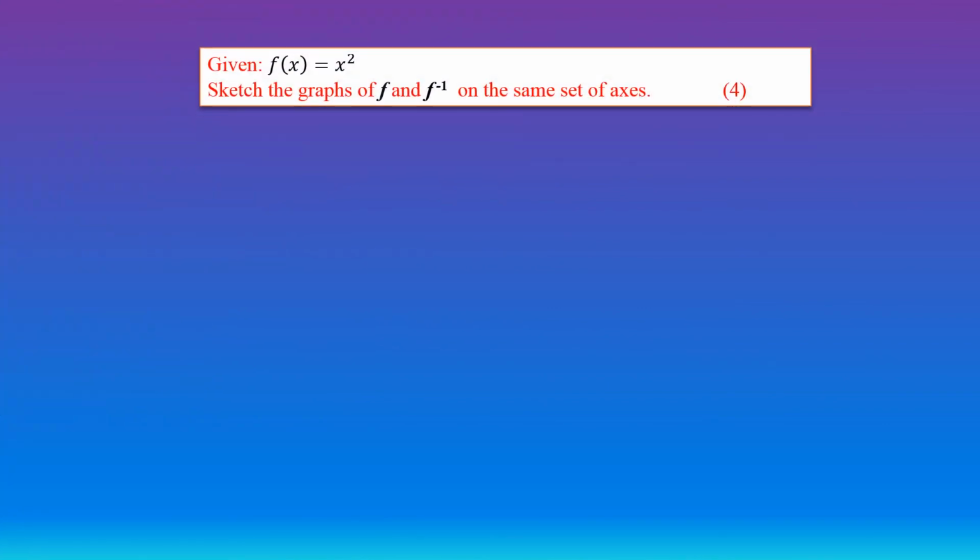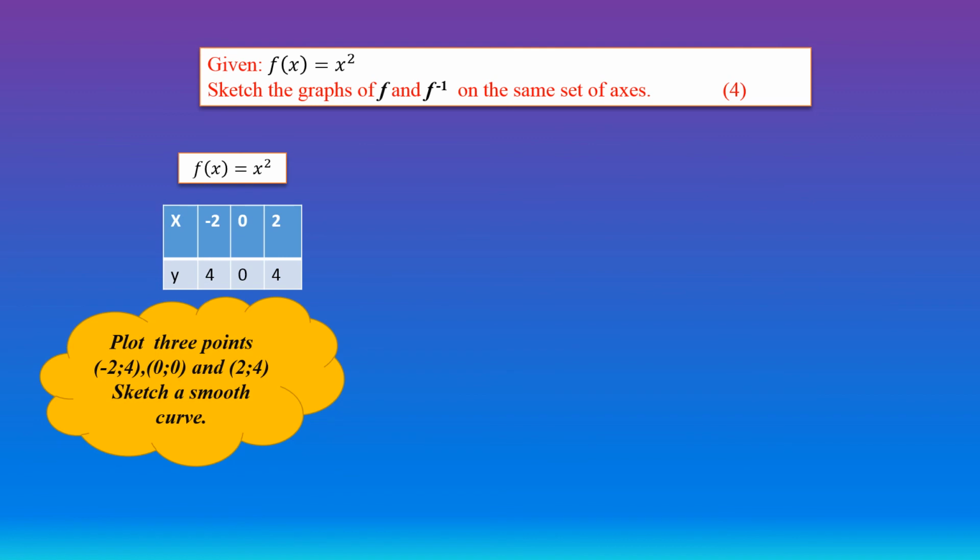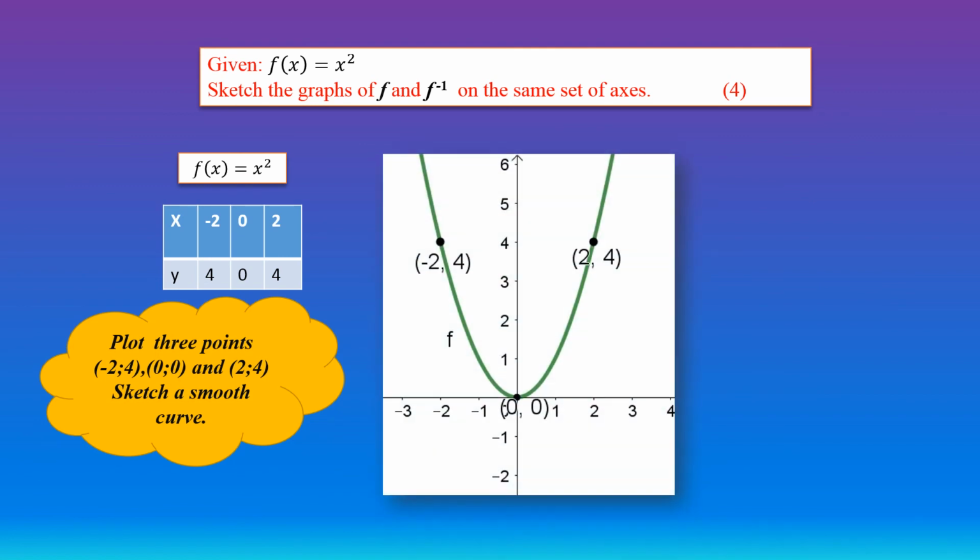Another question, f(x) equal to x squared. Sketch the graphs of f and f inverse. We start, we have the equation, we make the table, use your calculator and quickly answer the table. Then we have to plot these points. Then we get a beautiful graph of a parabola, that is the graph of f.